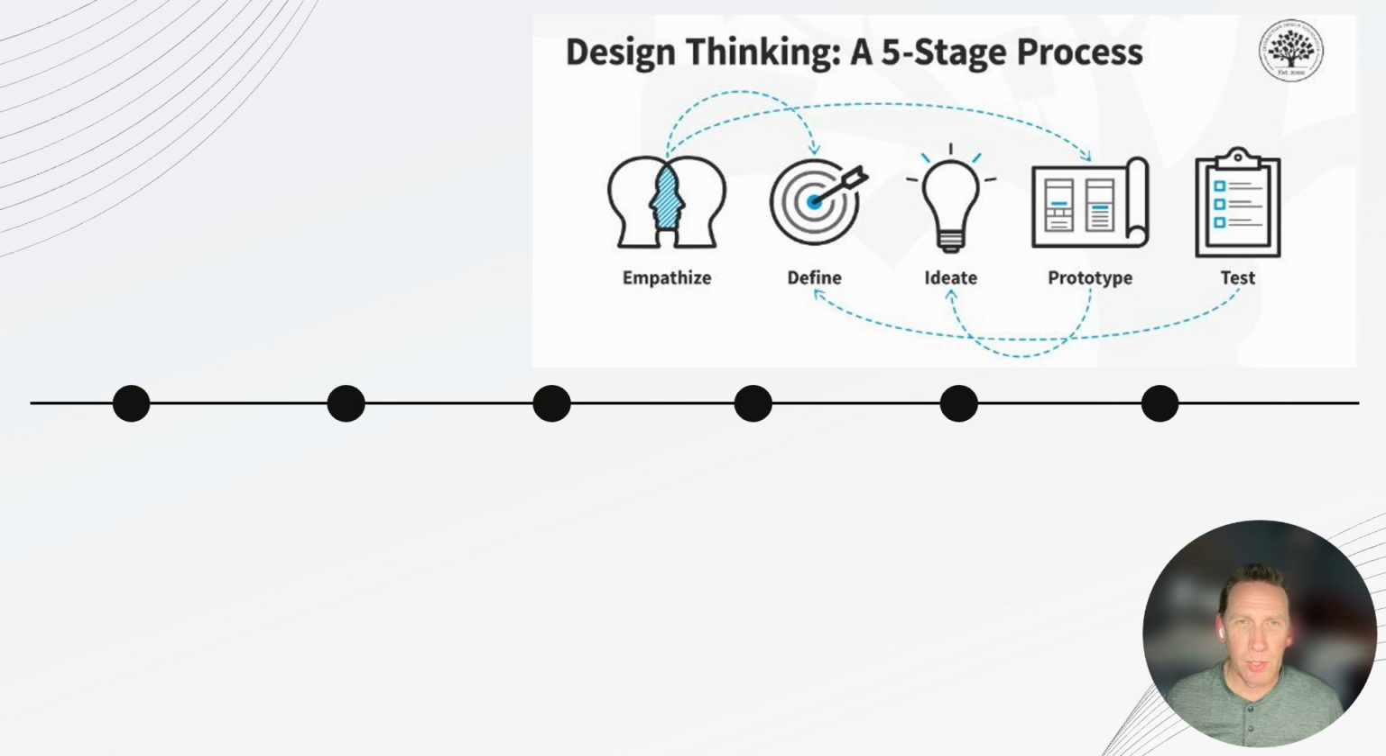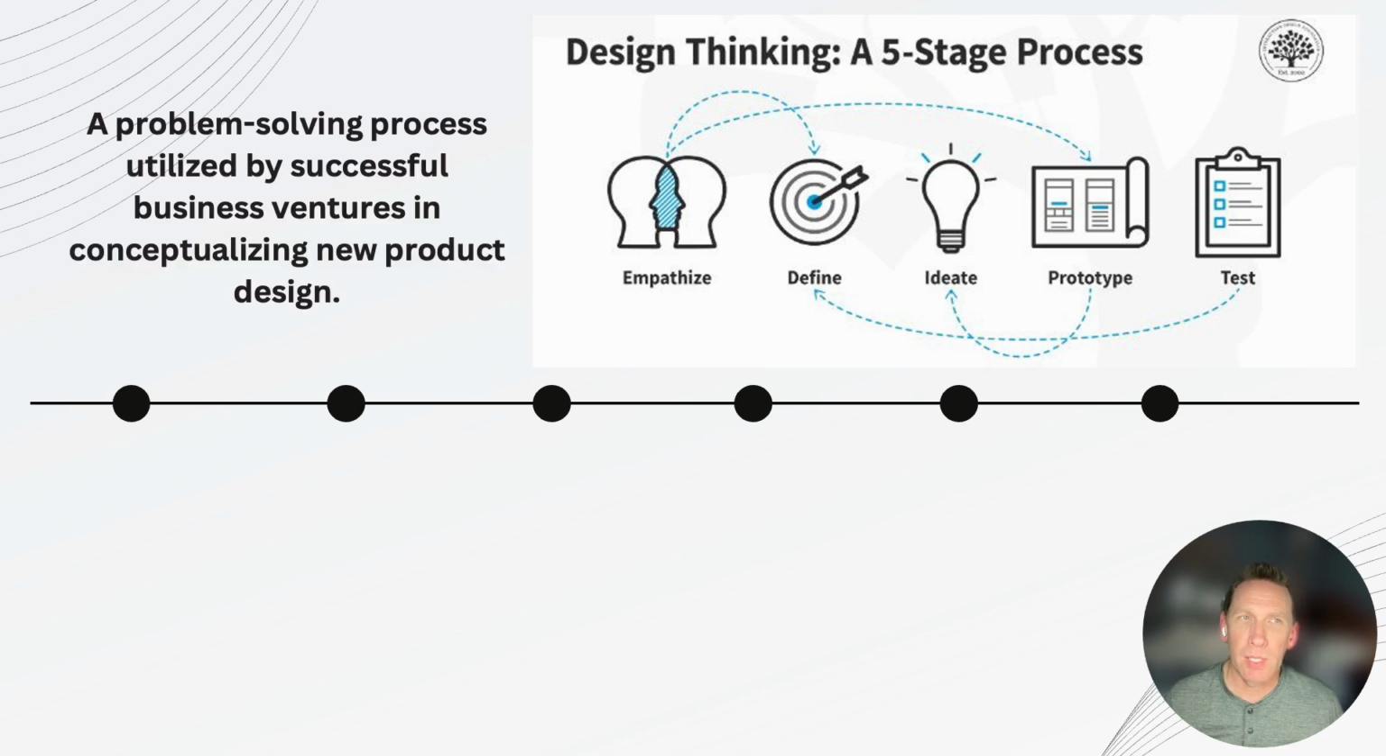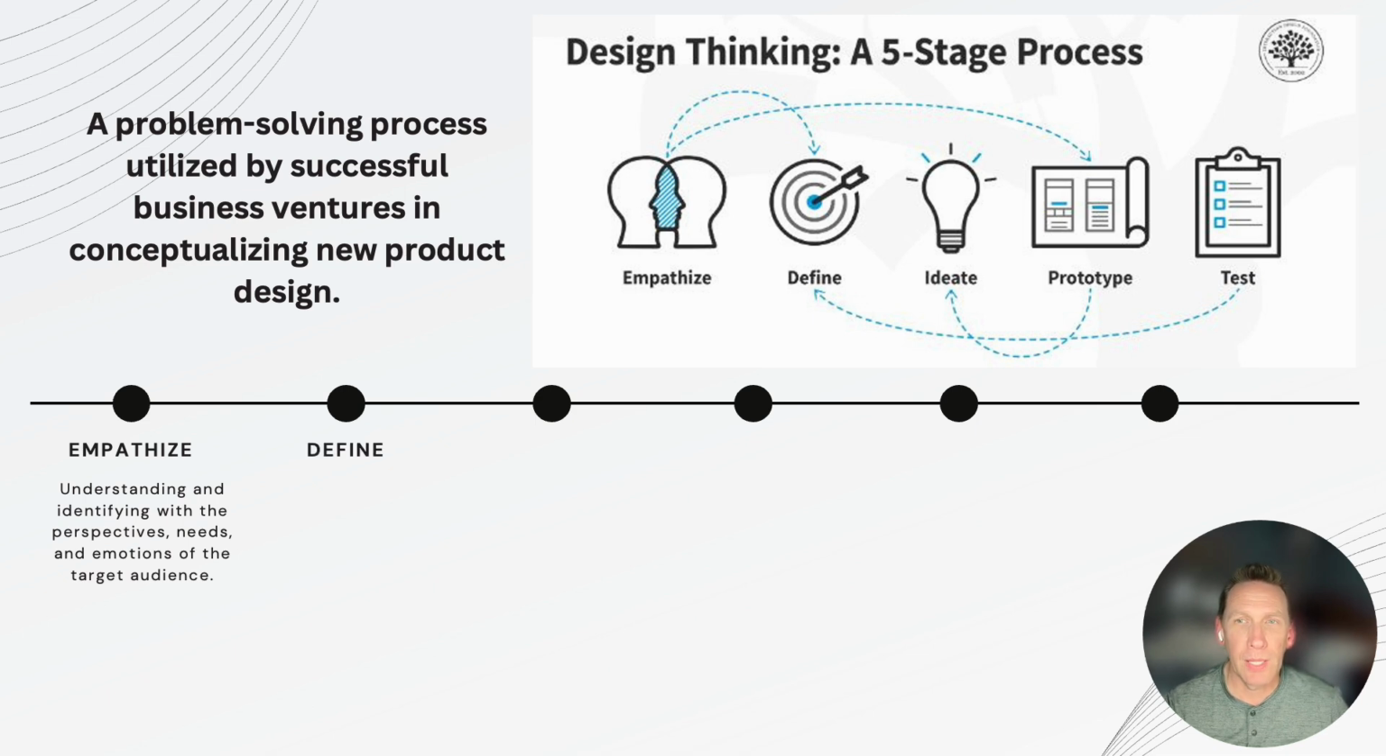So as part of this brainstorming process, we're going to talk about design thinking, which is a 5 or 6 stage process, depending on what you're looking at. Design thinking is a problem-solving process that is utilized by successful business ventures in conceptualizing new product design. It starts with empathize. This is where you understand and identify with the perspectives, the needs, and the emotions of the target audience. Then you define, you clarify the problem or the challenge at hand. You identify its key aspects and its constraints.